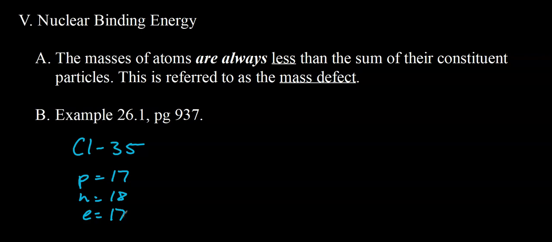All right, so the sum of these particles is 35.290 AMU. Well, from the problem, we were given that the mass of the whole atom was 34.9689 AMU. Take the difference, that is our mass defect, which is 0.32 AMU. Now take a look at that next setup there. How do we convert from AMU to grams? Well, what is the relationship between an AMU and a gram?